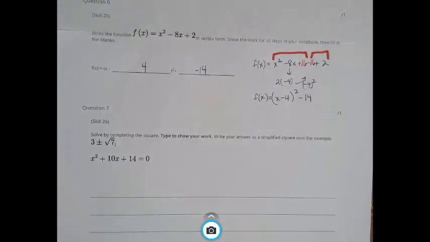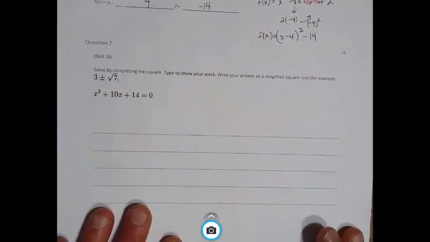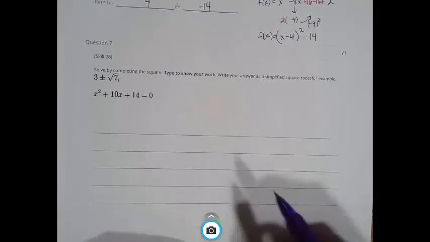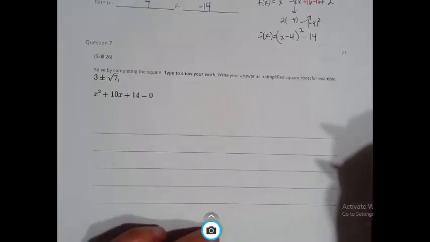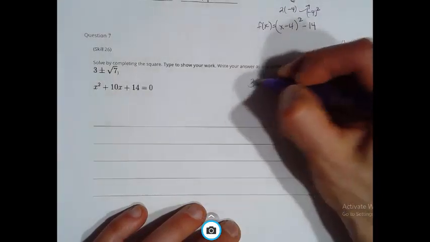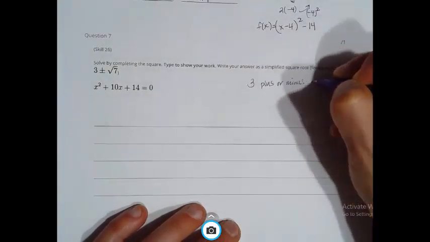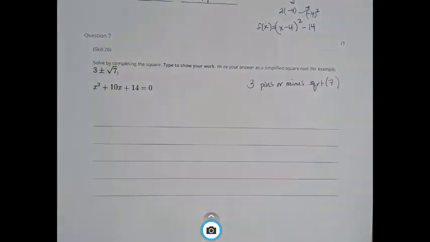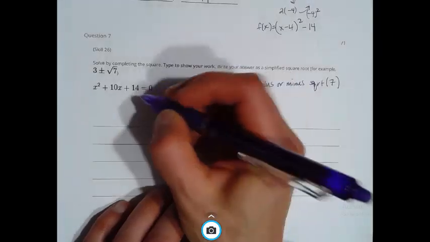Question 7. Solve by completing the square. Type to show your work. So hopefully you played around and figured out how to type some math. If you can't figure out how to use the School G math stuff, you can always just write this as 3 plus or minus square root 7, and I'll know what that means. The School G thing does have a way for you to do math, but if you can't quite figure that out, that's fine. Okay, but this one, that's not the answer here. That was just an example.